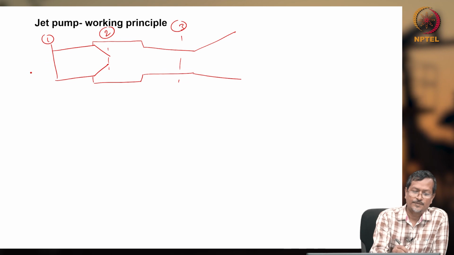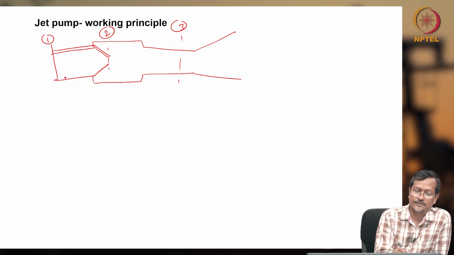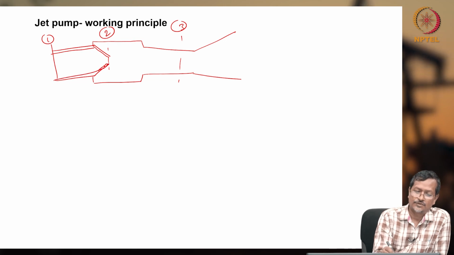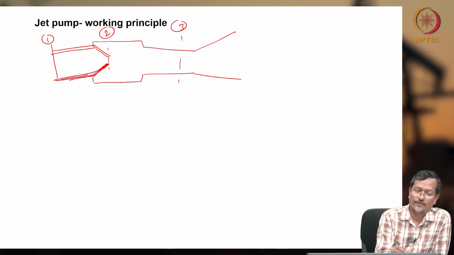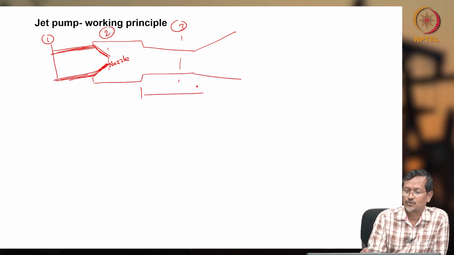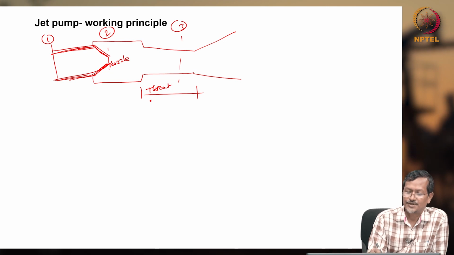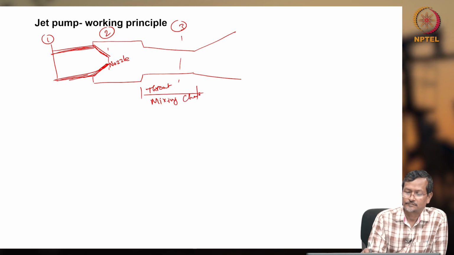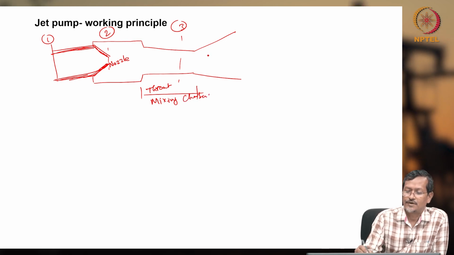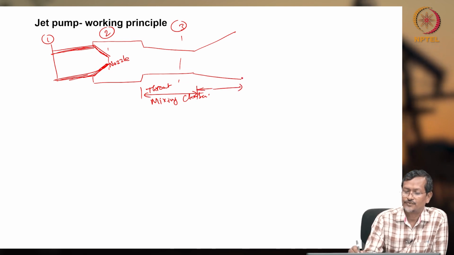So different sections I am creating. Here section 1 means upstream of nozzle, this is called nozzle. This is called throat section or mixing chamber. Then this section will be diffuser.